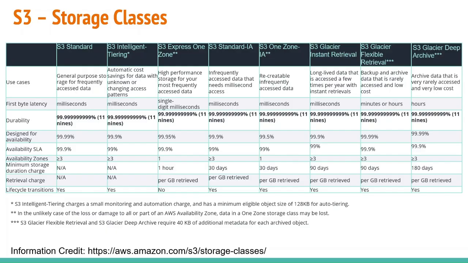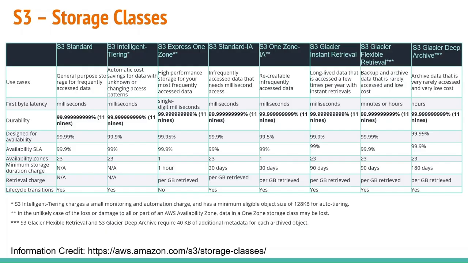Then we have S3 Glacier Instant Retrieval, then S3 Glacier Flexible Retrieval, and S3 Glacier Deep Archive. So they are used for accessing your archival data based on your use cases. S3 Glacier Instant Retrieval is for long-lived data that is accessed a few times per year with instant retrieval. So if you want to store data for a longer duration but you need instant retrieval, you can go with S3 Glacier Instant Retrieval.